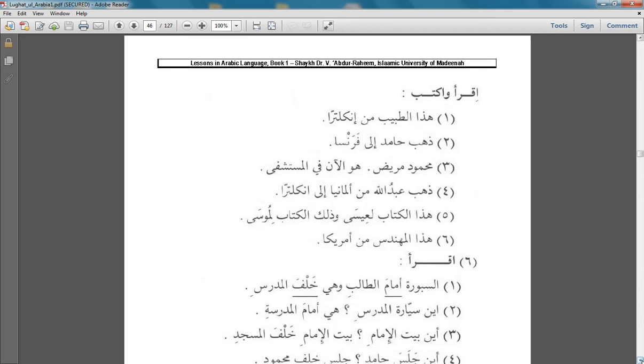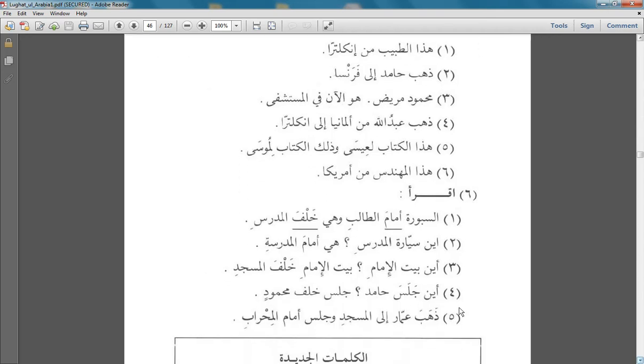Okay, the next exercise, it's talking about positions. And when you are talking about positions, in most cases, that position will take a fatha. And that, in technical terms, is known as maf'ul fih. And so here you have as-saburatu amam al-talibi. The blackboard is in front of the students. Wa hiya khalfa al-mudarrisi. And it is behind the teacher. Khalfa, amama, khalfa. So amama means in front of, khalfa, behind.